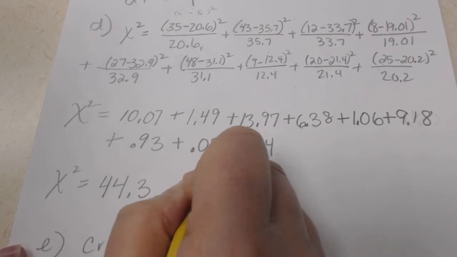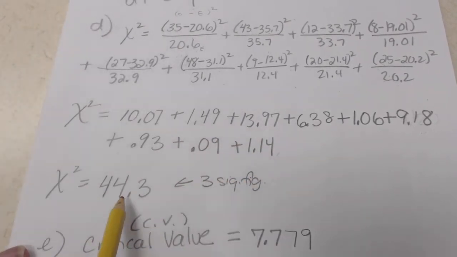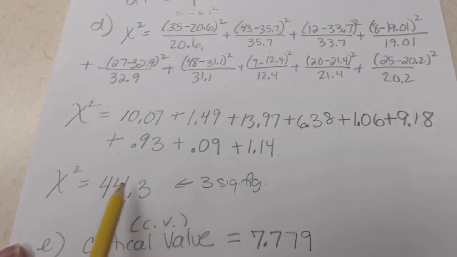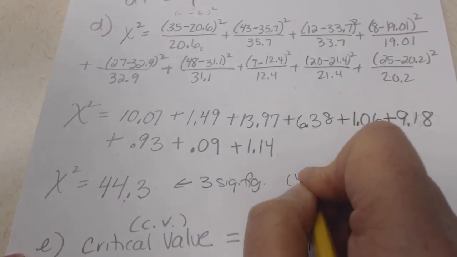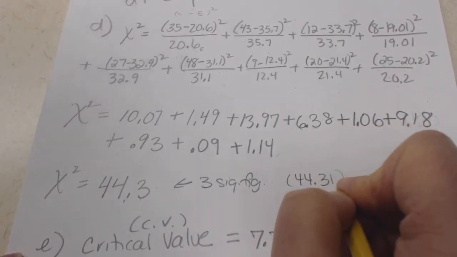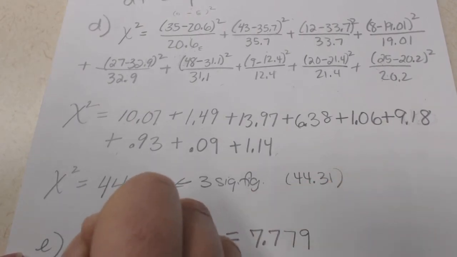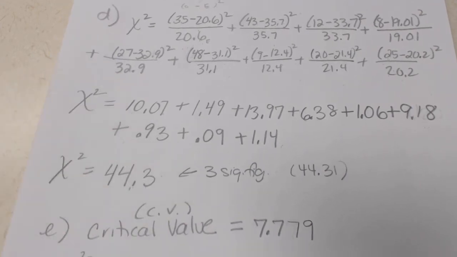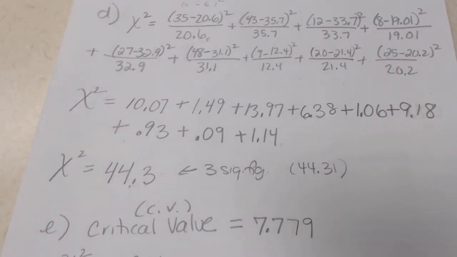This is the one that I did to 3 significant figures because it asked me to write this one down. This one was actually 44.31, but 3 significant figures, I went to 44.3. So it originally was 44.31, and I rounded correctly to 3 significant figures, which gives you 44.3. So when it asks you to write down the chi-squared value, give that one to 3 significant figures. All your other work, you can go to more than 3 significant figures.